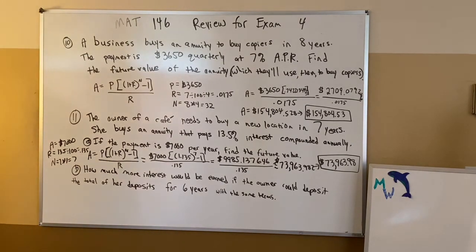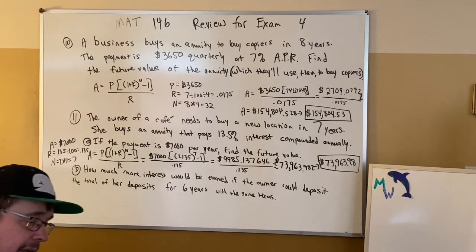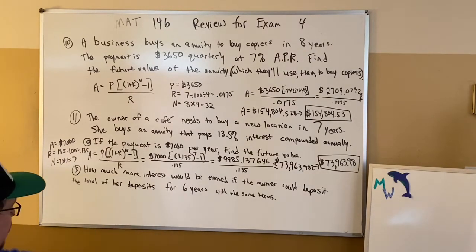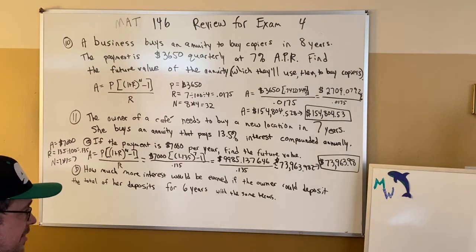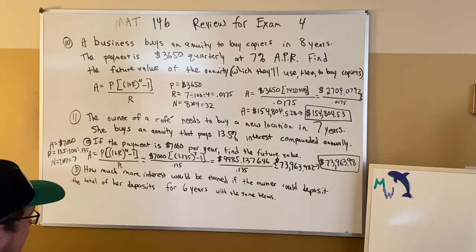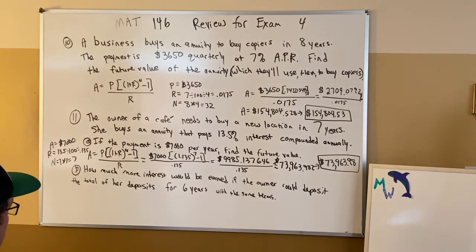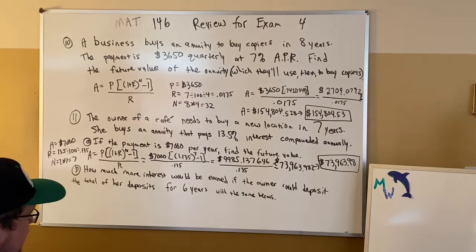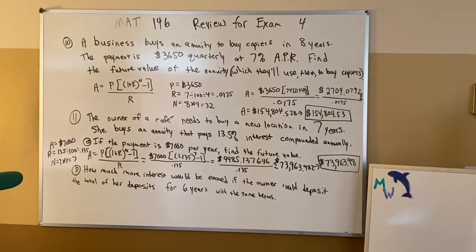Now the other one requires a little bit of thought. Some people don't like this one. They're like, wait, you didn't show us exactly how to do that. But how much more interest would be earned? That means let's do some subtraction between two numbers, one of which is that 73,963.98. What's the other one? The total of her deposits for 7 years put in all at once with the same terms, which means the interest rate's going to be the same and it's going to be compounded annually.